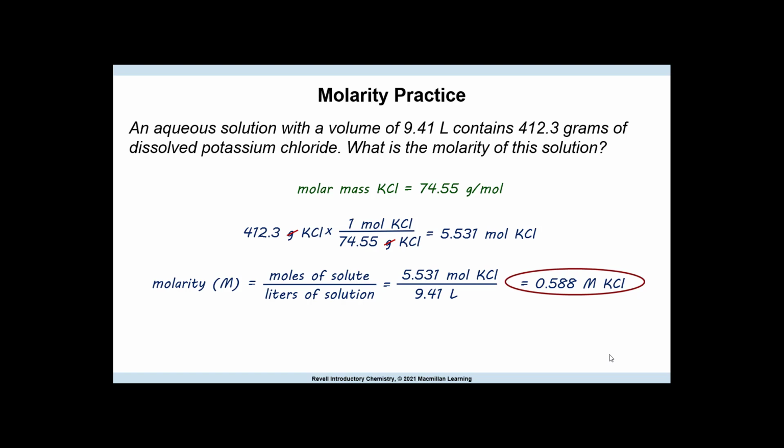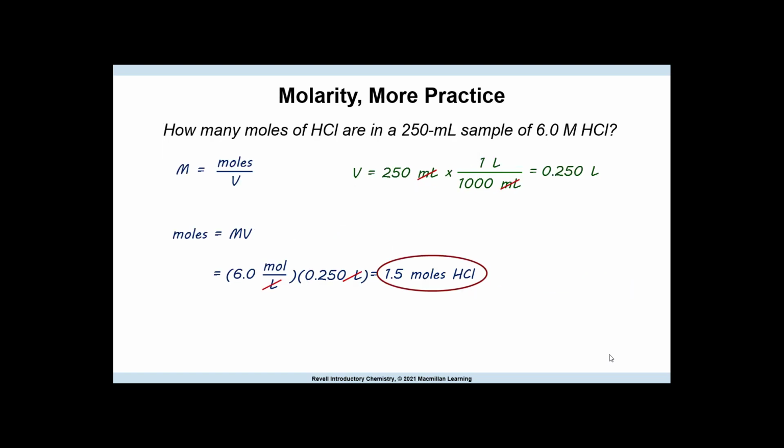First of all, in order to solve this, we must convert the amount of potassium chloride from grams to moles. The molar mass is 74.55 grams per mole, and we set that up so that we can get the moles of potassium chloride. Now we can set it up with the liters that have been given to us in the problem. And the answer is 0.588 molar potassium chloride.